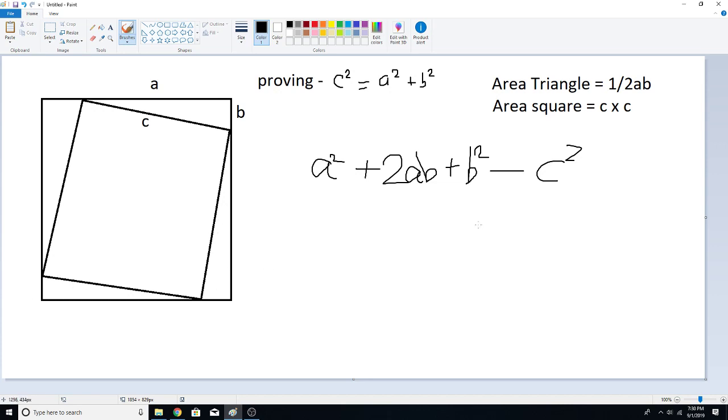So now what do we do to get the area of one triangle? Now the thing is, the areas of these triangles will be the same because this is A, this is B, and C is the same, you know.